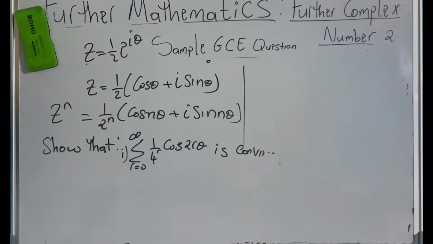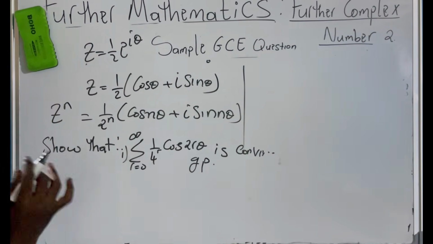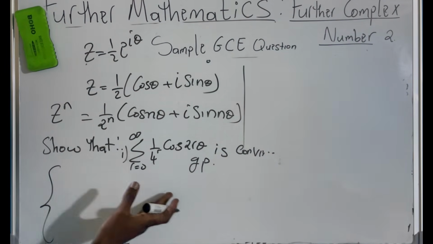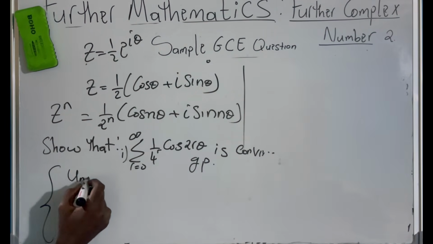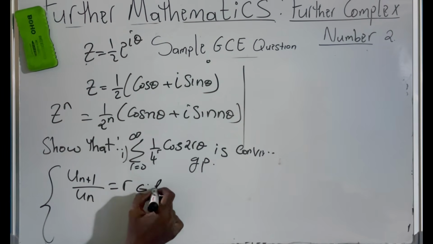Exactly. They are asked to show that it is converging. It is a converging geometric progression. Okay. To show that it is a converging geometric progression, there are 2 conditions. For a sequence to be a converging geometric progression, it should first of all be a geometric progression. So for it to be a geometric progression, if you take the succeeding term divided by the previous term, it should give you r, where r belongs to the real numbers.